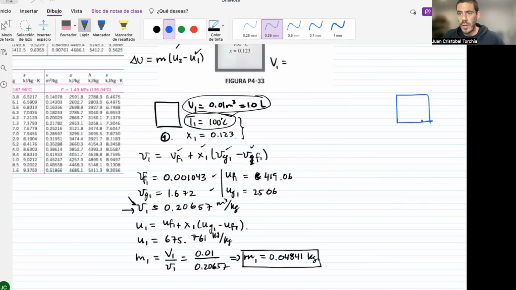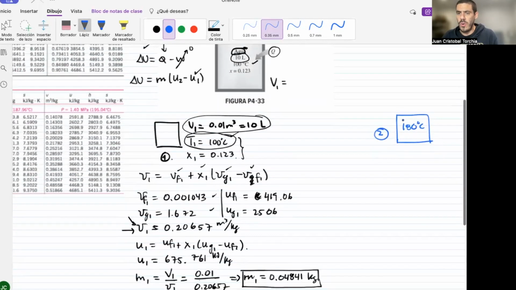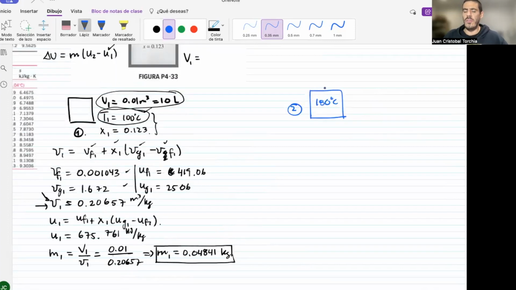So I'm gonna put this one here. This is state 2. What I know is that this is 100 degrees Celsius and not much more. But now maybe you can see, if you are solving this type of problem, that you have T2 equals 180 degrees Celsius, and you also have V2 equals V1, which equals 0.20657 cubic meters per kilogram, because if the volume cannot change and the mass doesn't change, therefore the specific volume doesn't change, okay? So that's why I'm doing that.